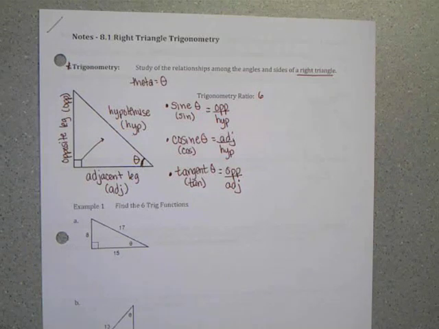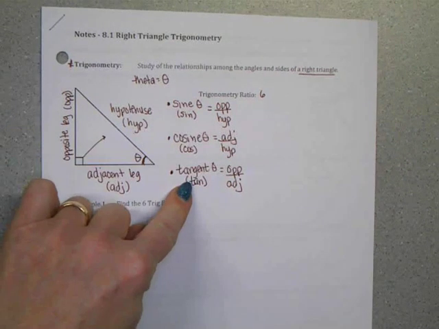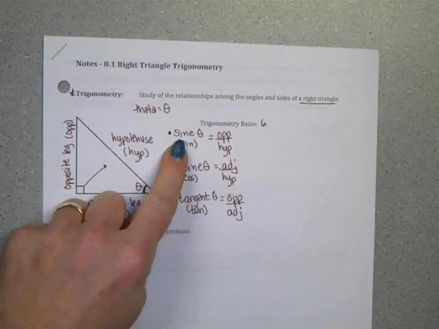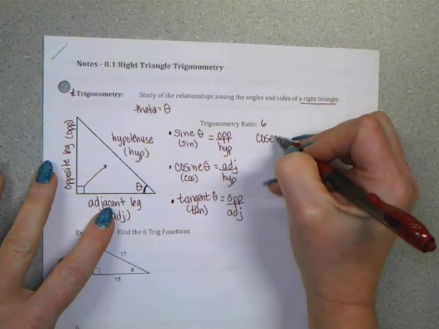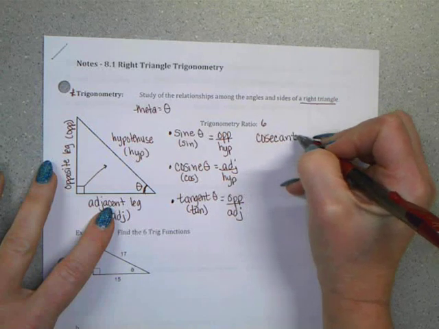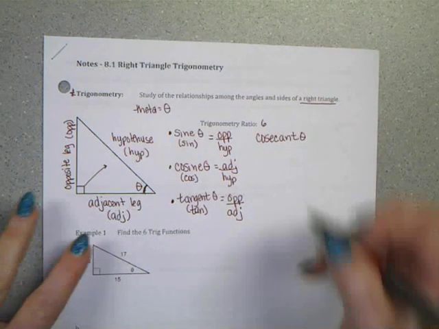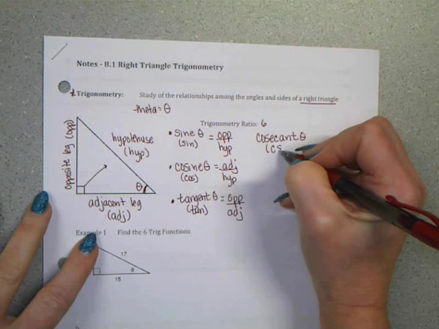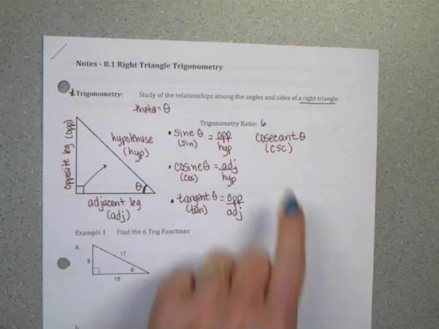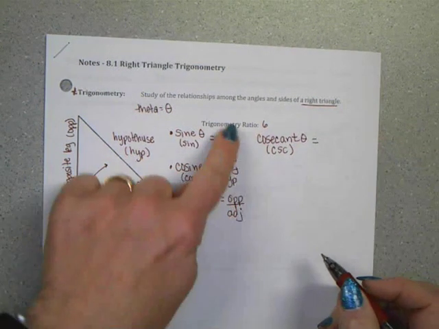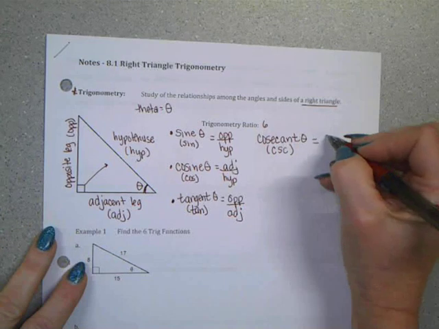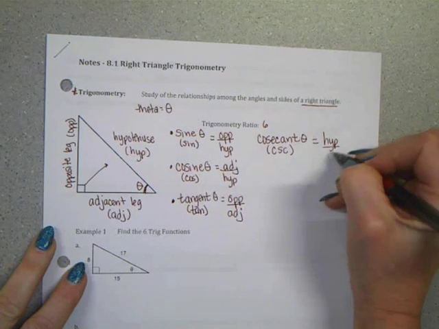Now the other 3 trig functions are actually reciprocals of these 3. So the reciprocal of sine is called cosecant. And cosecant of theta we'll abbreviate as CSC. And cosecant of theta is just the reciprocal of this, so it's hypotenuse over opposite.